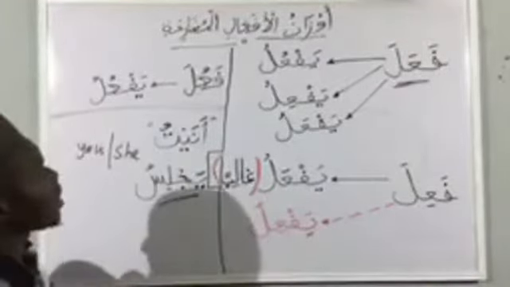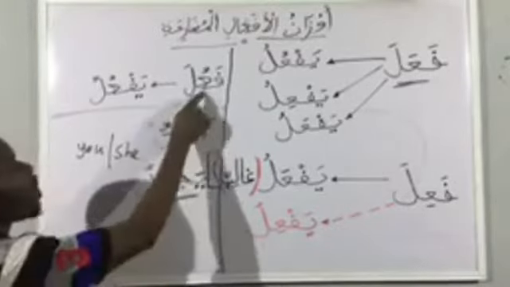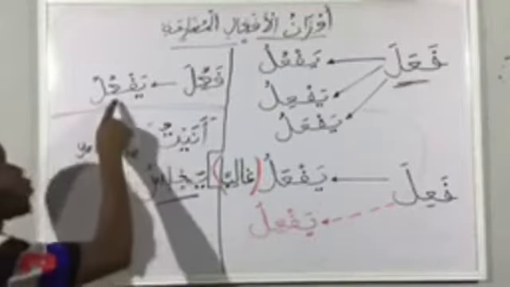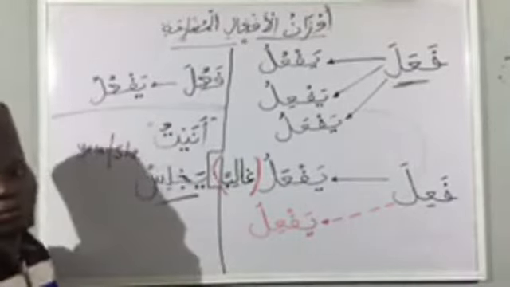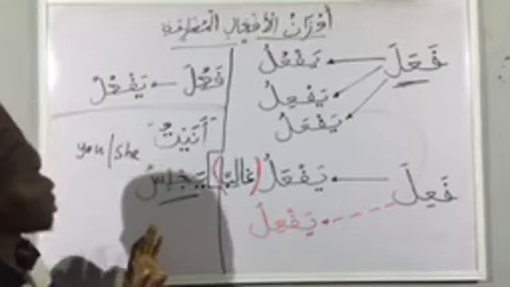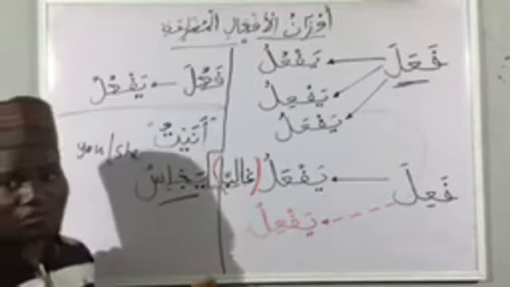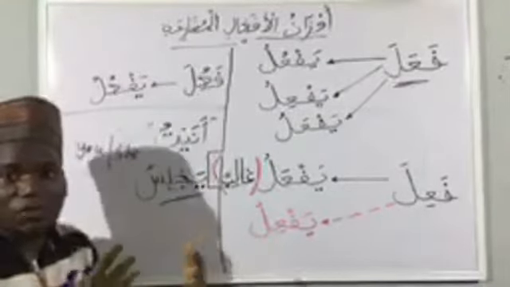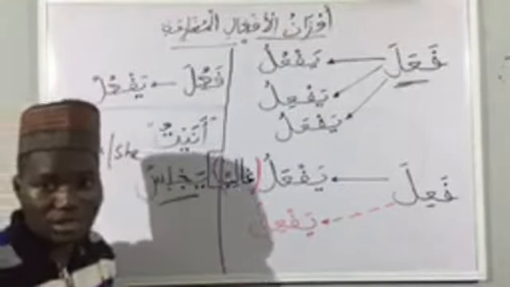So last in the fi'l thulathi, fa'ula. It has only one mudari form, and that is yaf'ulu. Example, kabura, yakburu. I hope you get it. So that is fi'l thulathi, fi'l mudari. Awzanu al-af'ali al-mudari, meaning scales of verbs in their present tense.